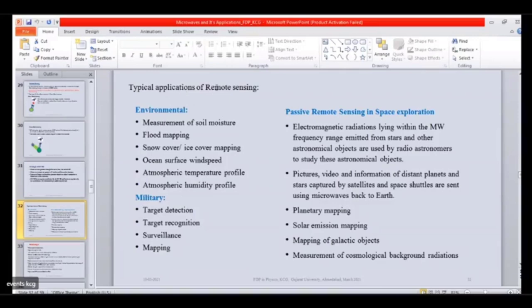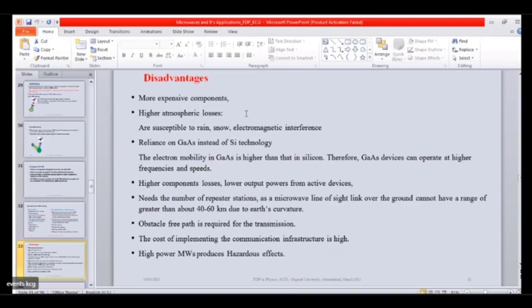Remote sensing itself has many applications. I have listed here, and these applications are broadly classified into three categories. One is the environmental purposes, second one is for the military purposes, and third one is in the space exploration. Right? So remote sensing has many application areas. And remote sensing uses the microwaves. This shows how important the microwaves are in remote sensing. So far we have discussed the various applications of microwaves as an information carrier.